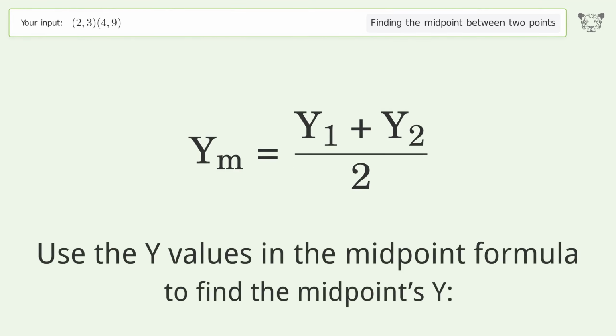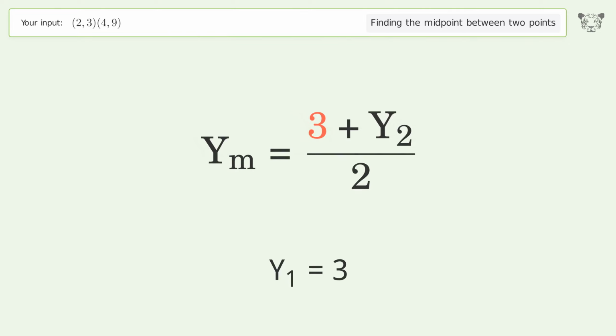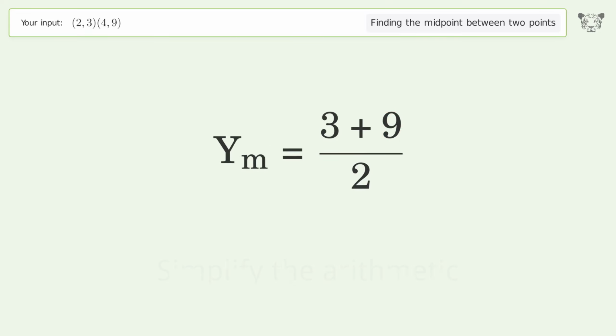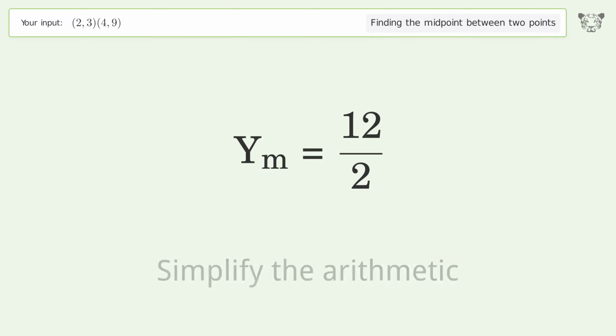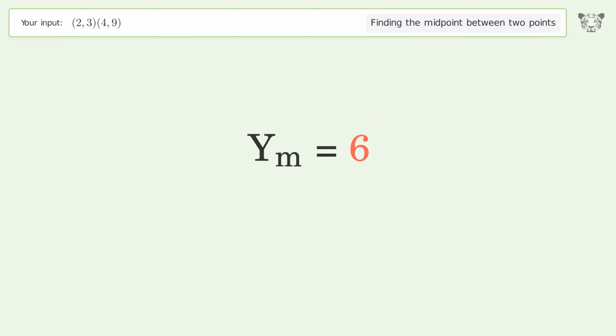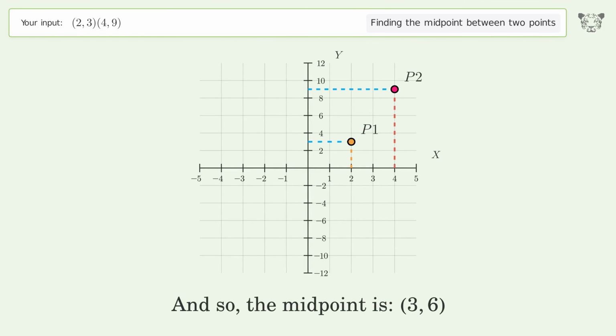Use the y values in the midpoint formula to find the midpoint's y. y1 equals 3. y2 equals 9. Simplify the arithmetic. And so, the midpoint is 3, 6.